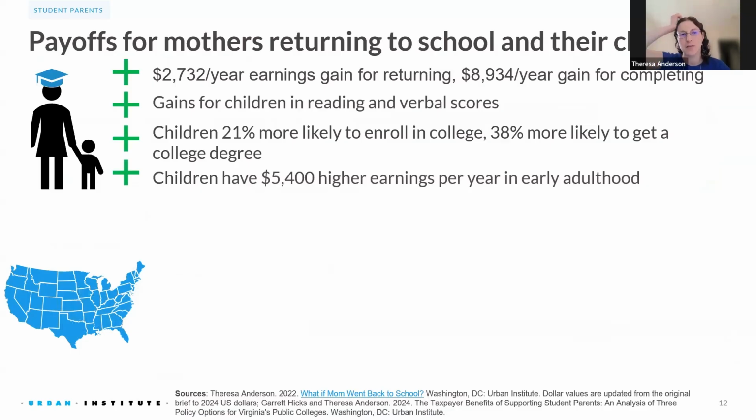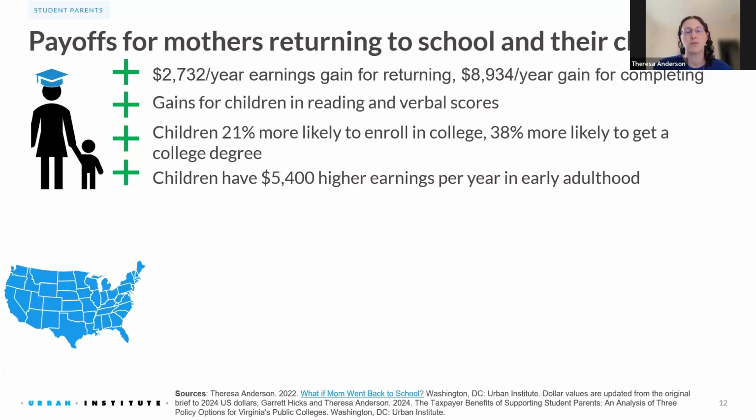So this is based on some research where we looked at the outcomes for mothers who return to school, not because we don't care for fathers, but because the data set that we were using for this analysis only tracks the children of women in the original survey. But what we see is when moms go back to school, they have earnings gains averaging over $2,700 a year, and almost $9,000 a year if they complete a college degree and they didn't have one before.